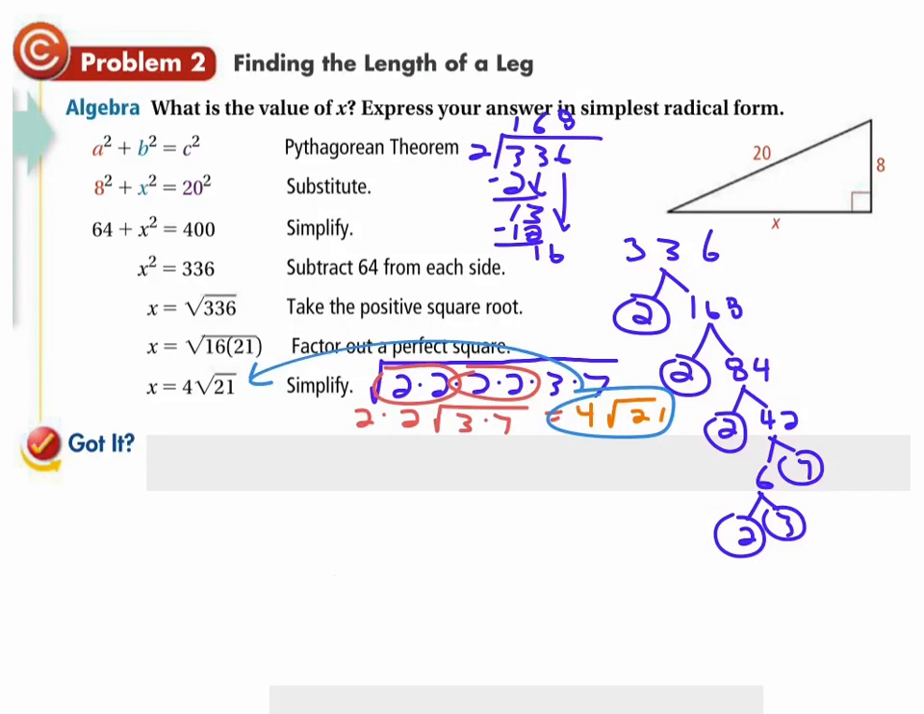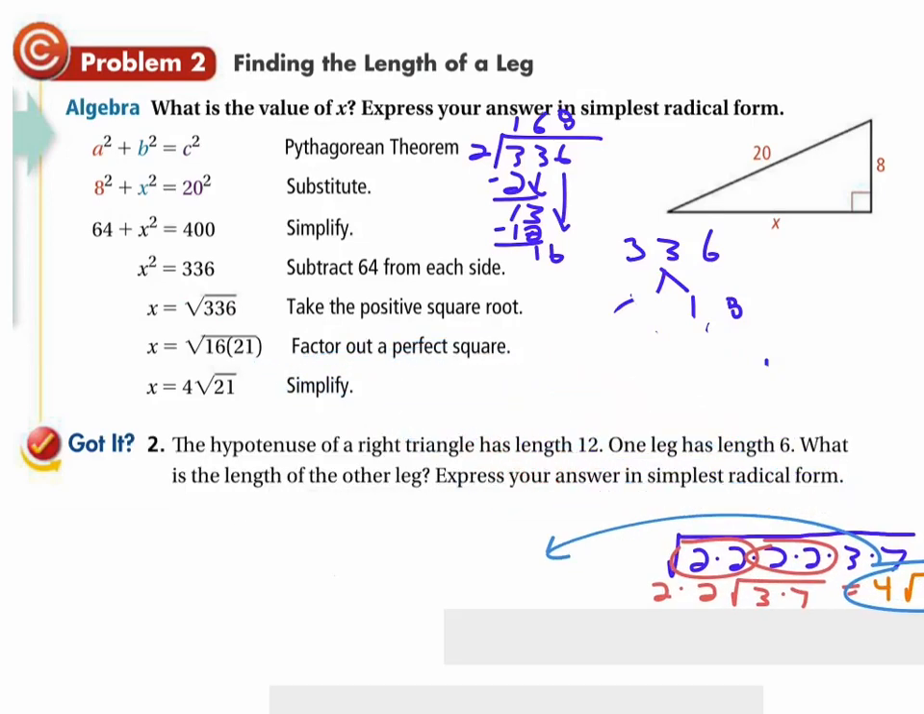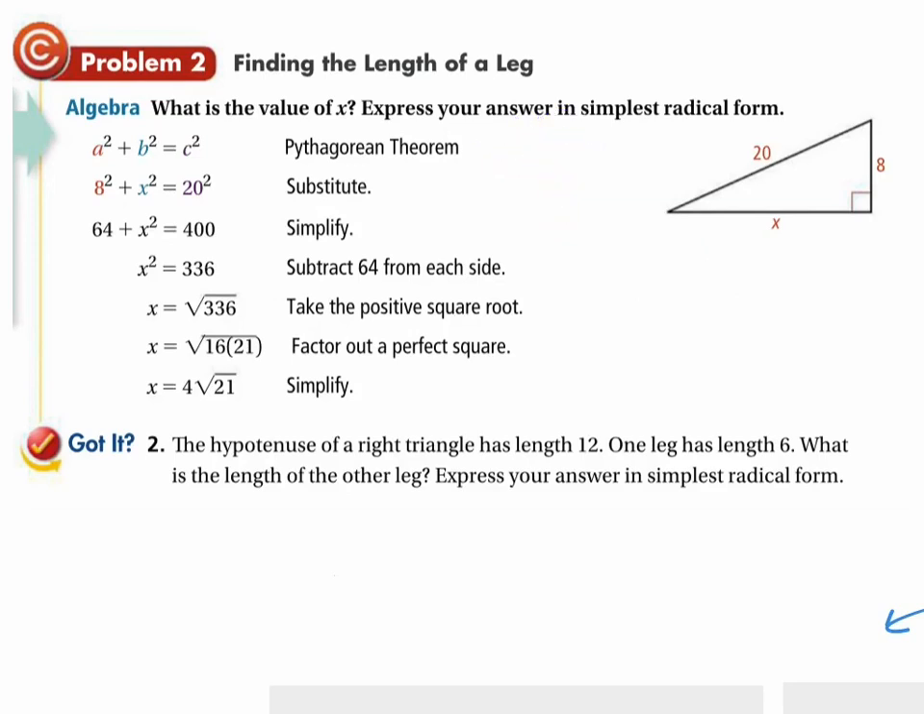Got it? Well, not sure if you got it, so I'm going to erase these marks real quick, and we can take a look at the got it problem right now. Here it is. The hypotenuse of a right triangle has length of 12. One leg is length 6. What is the length of the other leg? Express your answer in simplest radical form. What you should do now is you should pause the video. You should make an attempt to try and find out what you think that length of the leg is in simplest radical form, and then you'll unpause it and look at our answer.